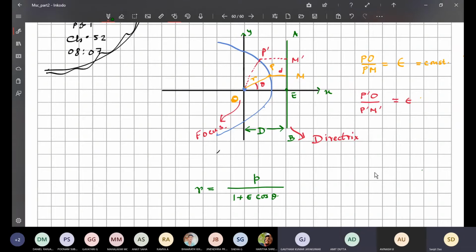So, capital D. No, not capital P. That is why I have said half of the major axis. Here it is not clear because I have not said it. It is an ellipse. I have not said it is a general trajectory. I have said ellipse is a special case, of course. Ellipse will be a special case.